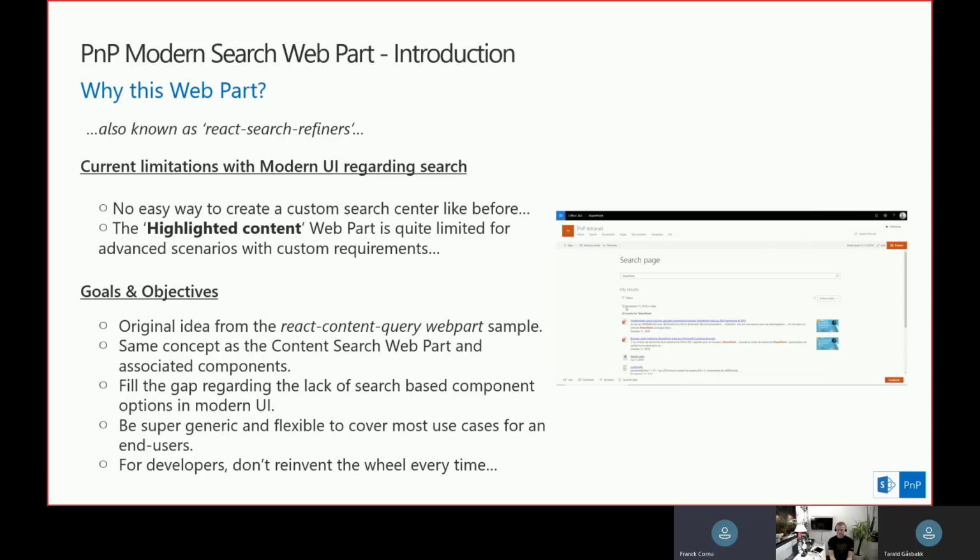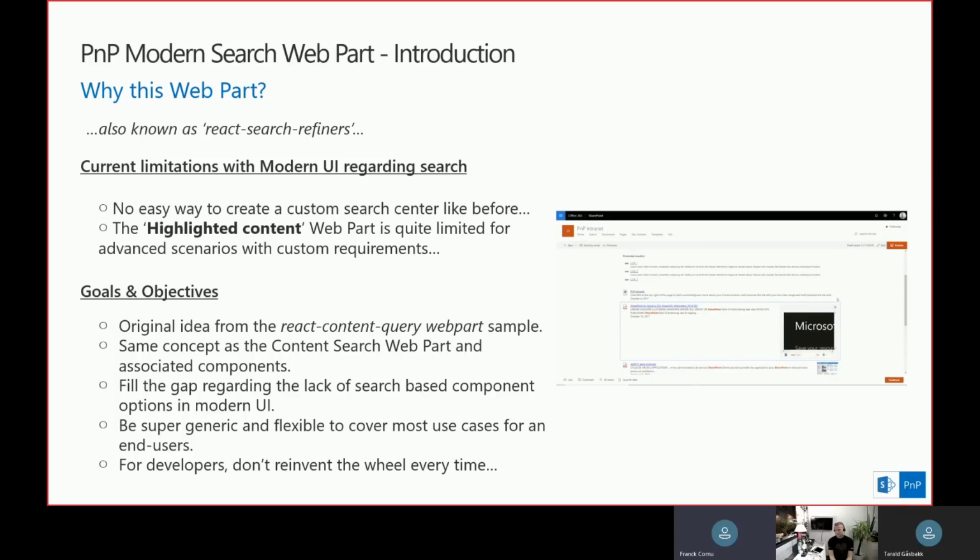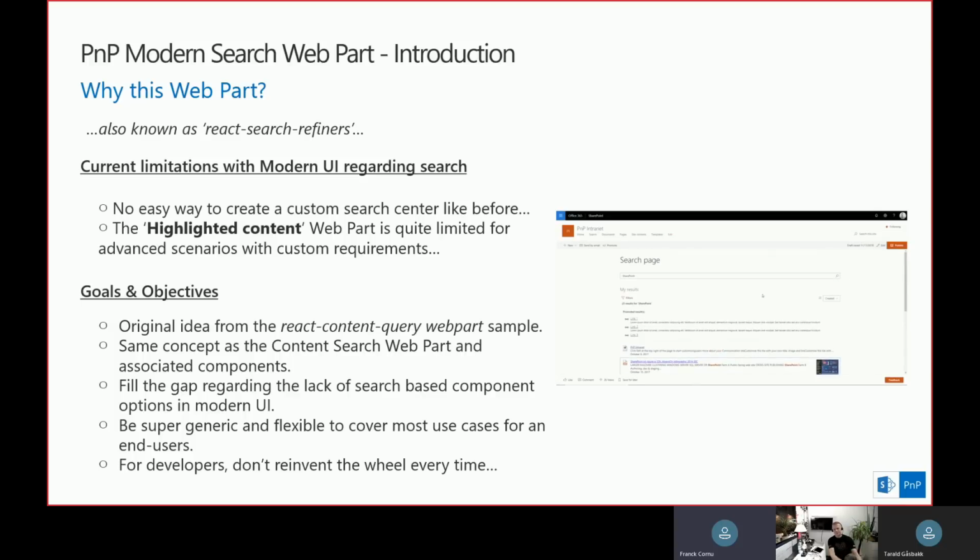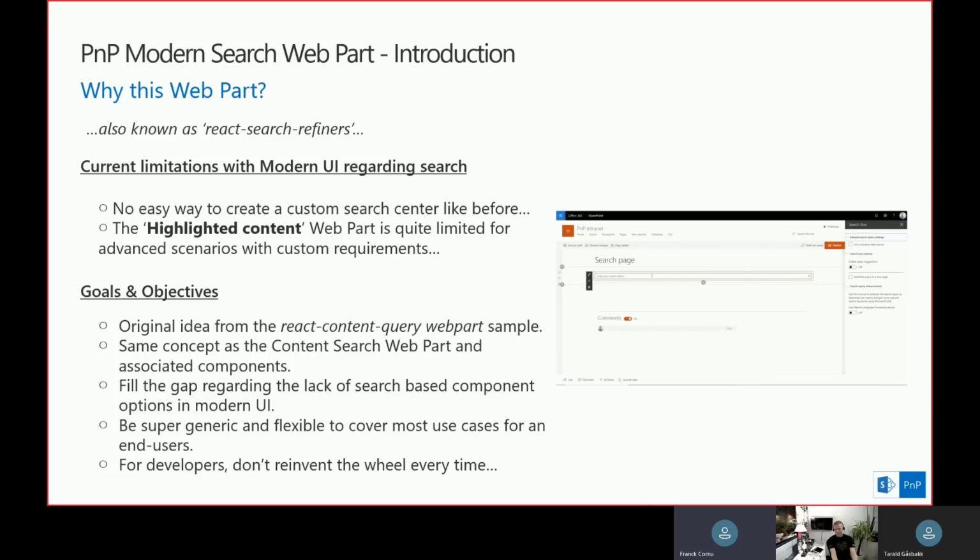About the components, you have only the highlighted content web part, which is quite limited for advanced scenarios. You can choose from multiple sources and select your fields and so on, but you don't have fine control over your search query or the way the results are displayed, even if you have some built-in displays. You can say, I want this metadata here, I want this title in bold, and so on. The main goal and objective of this web part is to provide a way to customize the search experience in the modern UI. The original idea was taken from the React Content Query web part, which is another web part using templating features and reproducing the behavior of the old content query web part from the on-premise world.